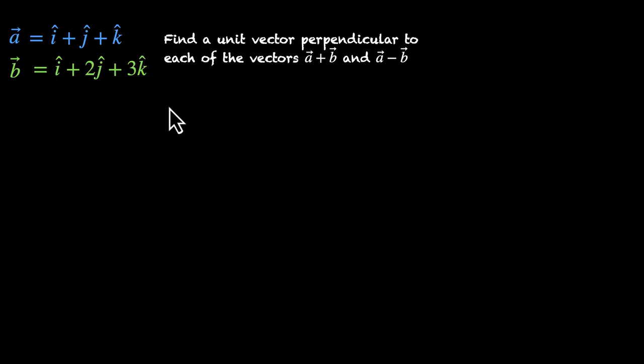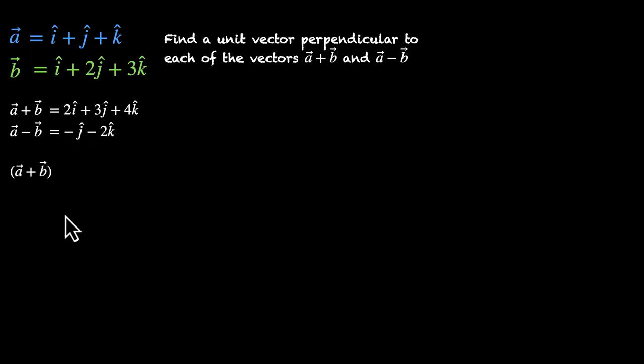Okay, so first step, find a plus b and a minus b. So a plus b vector is 1 plus 1, 2i cap, 1 plus 2, 3j cap, 1 plus 3, 4k cap. And a minus b, that's 0i cap minus j cap minus 2k cap. So we have these two vectors and we need to find a vector that's perpendicular to both of them. And how can we do that? Well, if you recall, cross product gives us that. Cross product of these two vectors will give us a vector that's perpendicular to both of them.